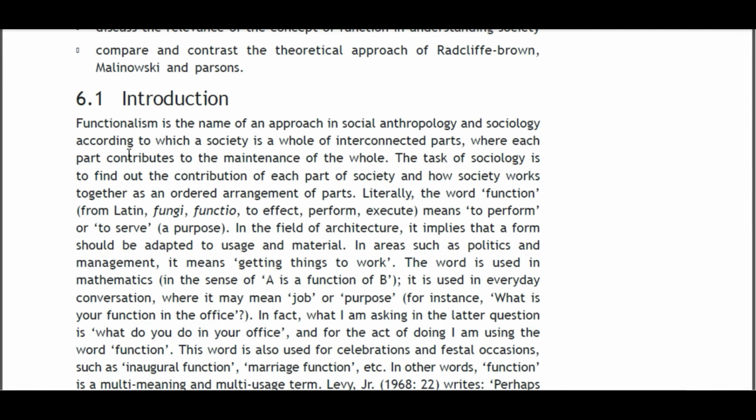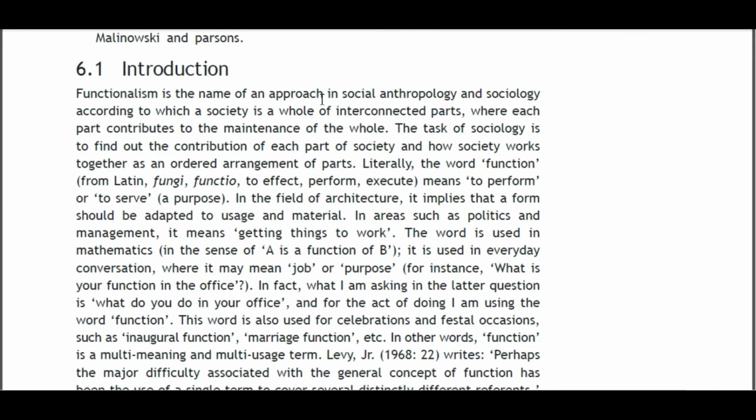6.1 Introduction. Functionalism is the name of an approach in social anthropology and sociology, according to which a society is a whole of interconnected parts, where each part contributes to the maintenance of the whole. The task of sociology is to find out the contribution of each part of society and how society works together as an ordered arrangement of parts. Literally, the word function, from Latin fungi functia, to effect, perform or execute, means to perform or serve a purpose.